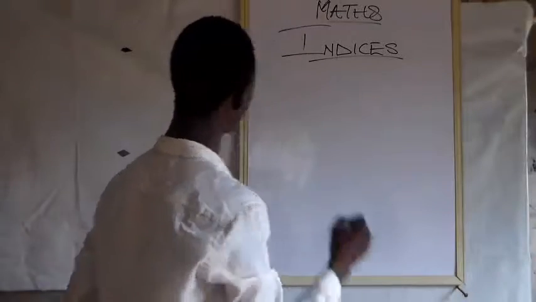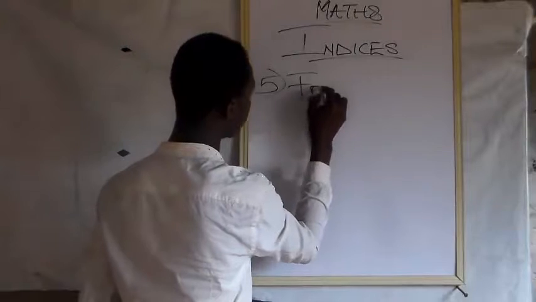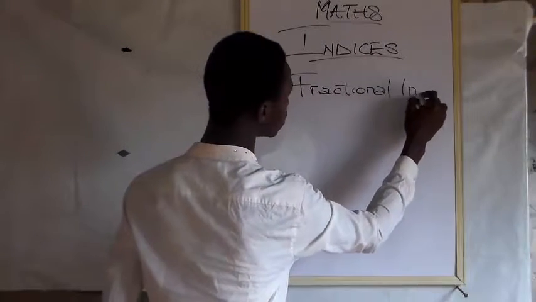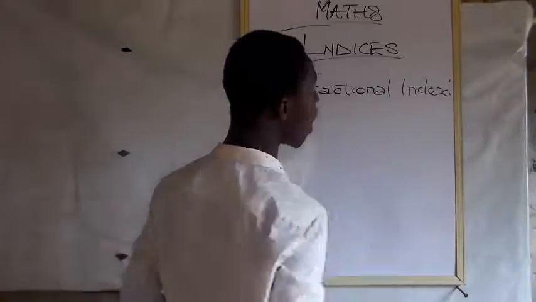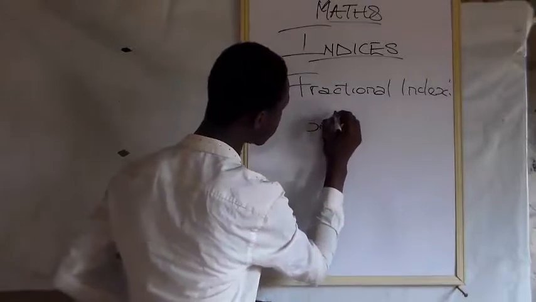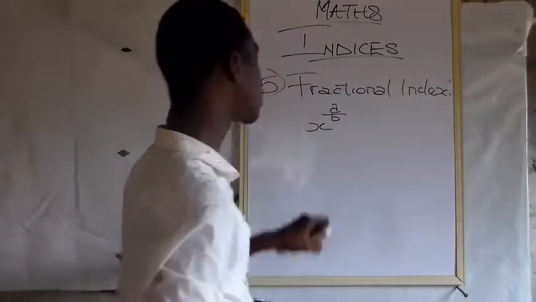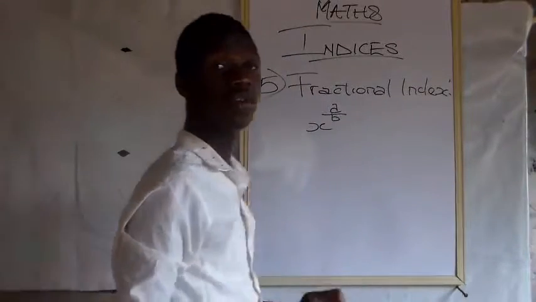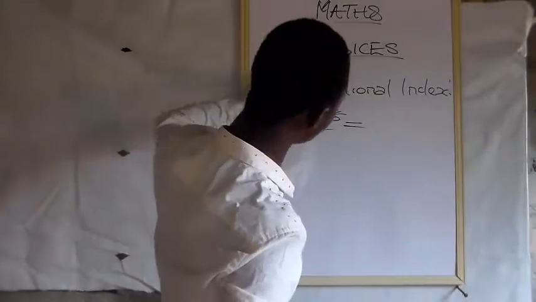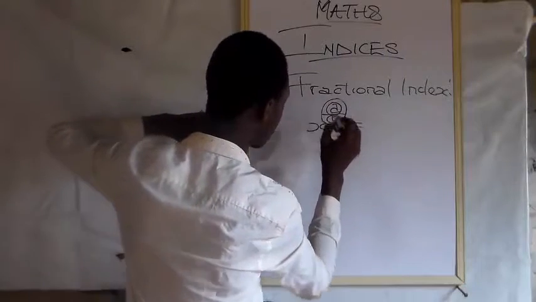Now we have the 5th law, and the 5th law is what we have as the fractional index. Now in the fractional index we have something like x raised to the power a all over b. Now when you see a question like this, what you are simply expected to do is that you make the numerator of the power. Now this is your power. Now the numerator is this and this is the denominator.